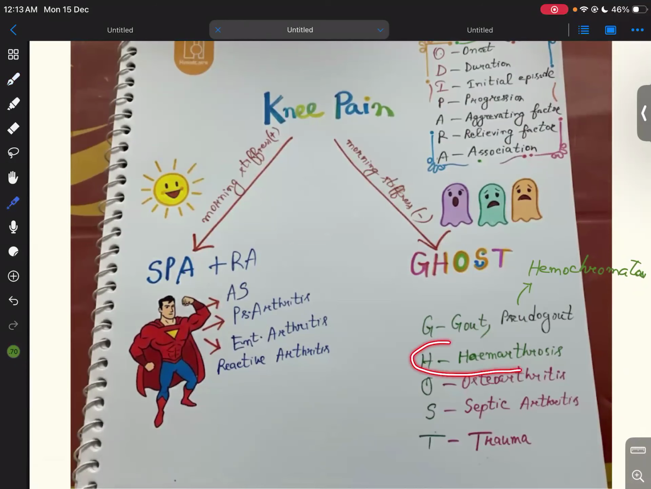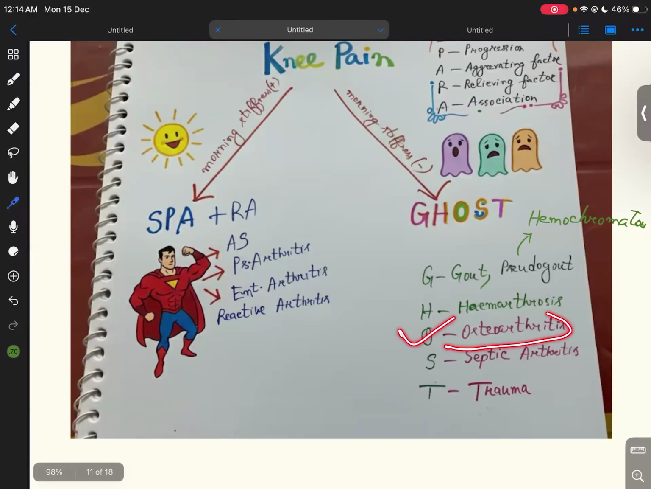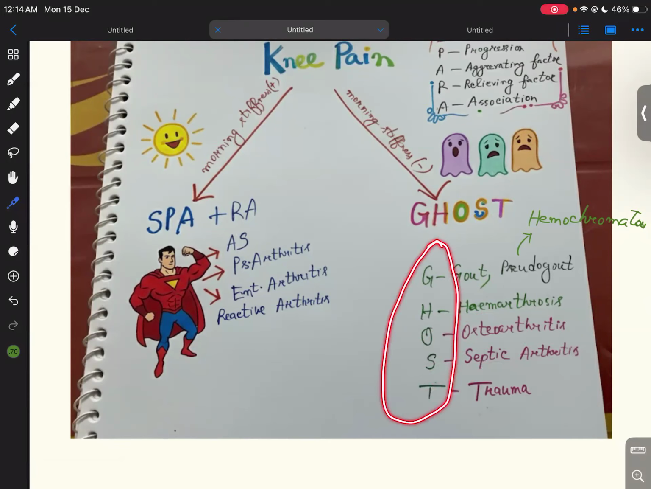The H goes for hemarthrosis. O goes for osteoarthritis. For hemarthrosis, typically the patient will have any past medical history of bleeding disorder, like the hemophilia. For osteoarthritis, the patient will typically be postmenopausal female. Male can also be there, but it will be older patient. For septic arthritis, we have to ask about do you have any high temperature? That is raised body temperature. Then T goes for trauma. We have to take history of any injury. So in this way, we have to rule out ghost.